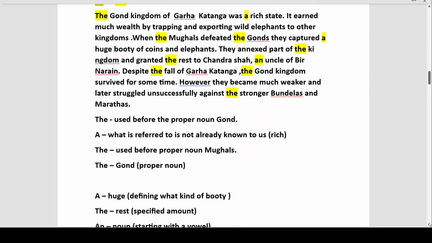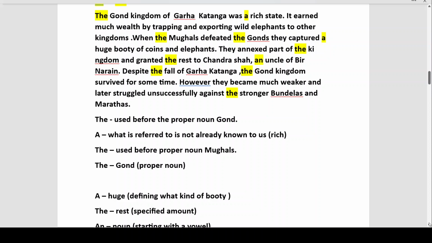Now, the Gond kingdom of Garha Katanga was a rich state. Why am I using the Gond kingdom? Because the Gond kingdom is a proper noun and we use the definite article the when we know something is specific. So the kingdom is the Gond kingdom. It is a specific kingdom. Therefore, we use the definite article the and we do not use a Gond kingdom. It is the Gond kingdom of Garha Katanga was a rich state.